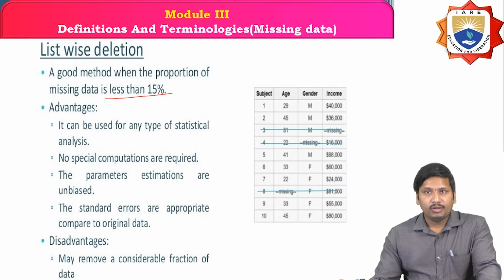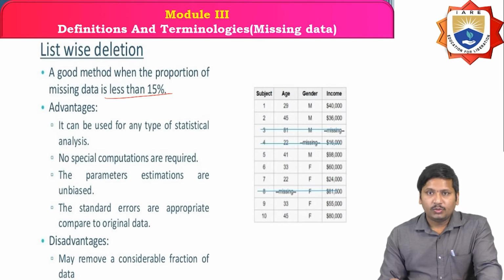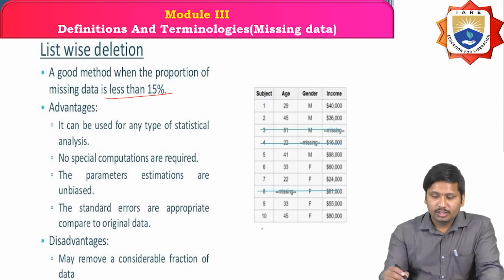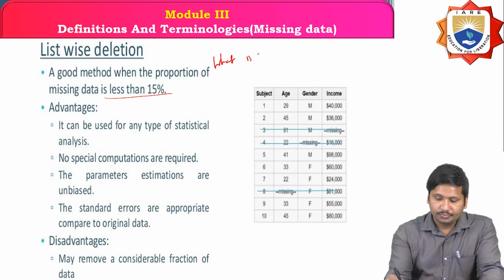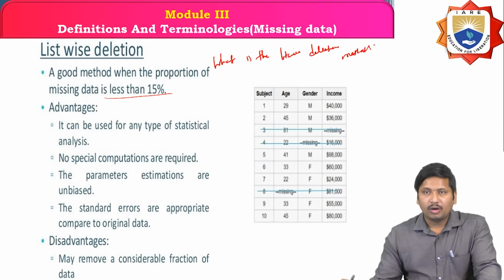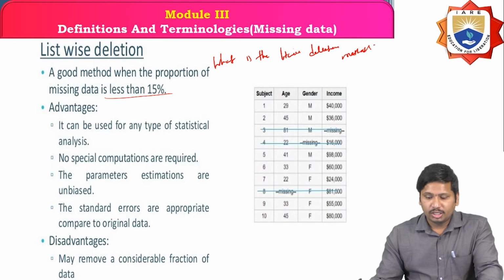So it can be used for any type of statistical analysis, no special computations are required, and parameter estimation should be unbiased, with appropriate standard errors when compared to the original data. And the disadvantage is that it may remove a considerable fraction of the data. So what is list-wise deletion is the question, or sometimes they may ask you to explain in detail about the list-wise deletion method.